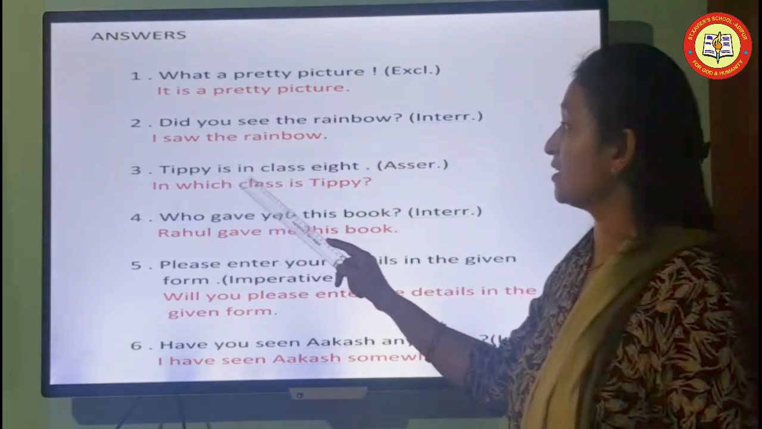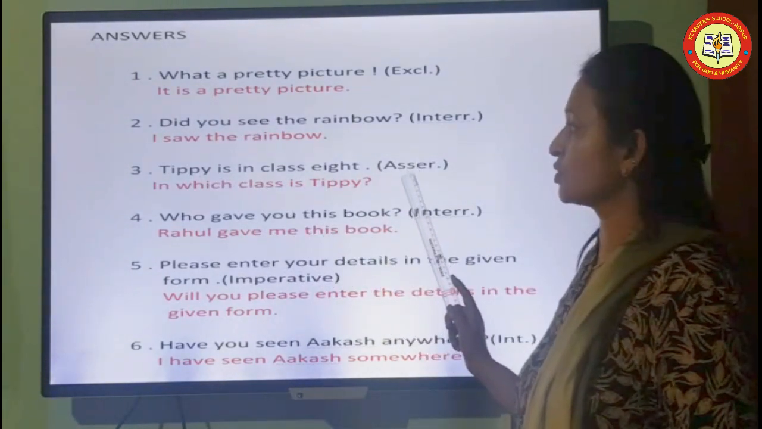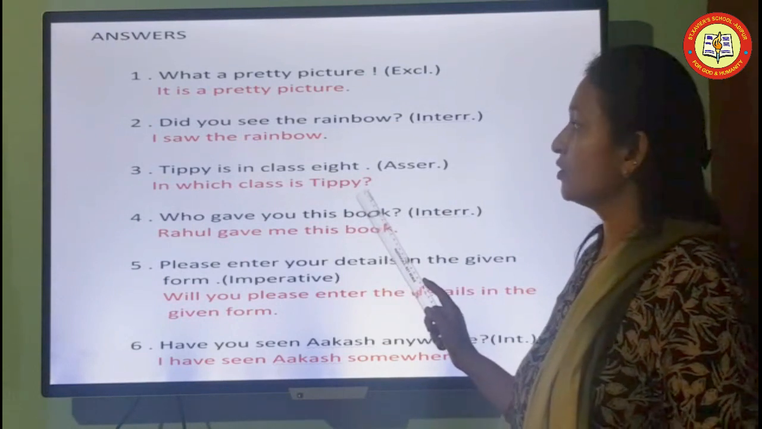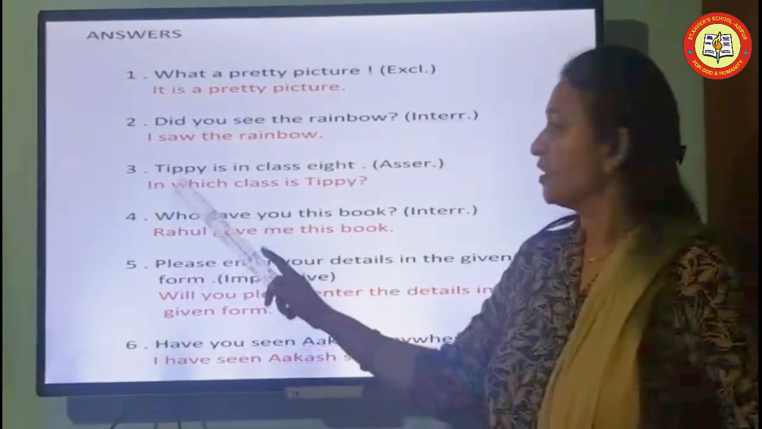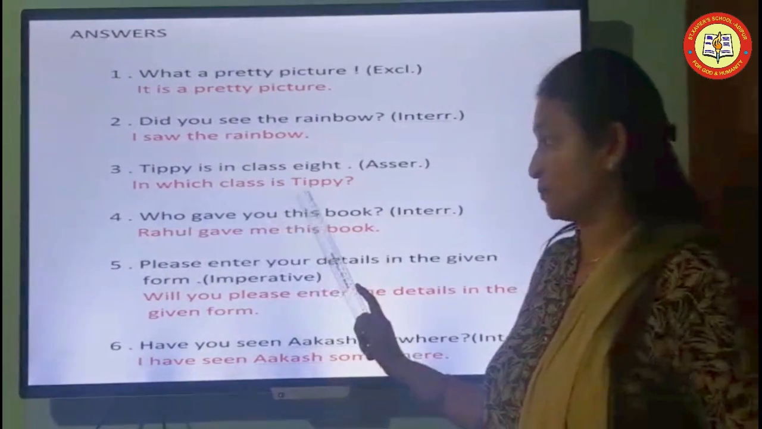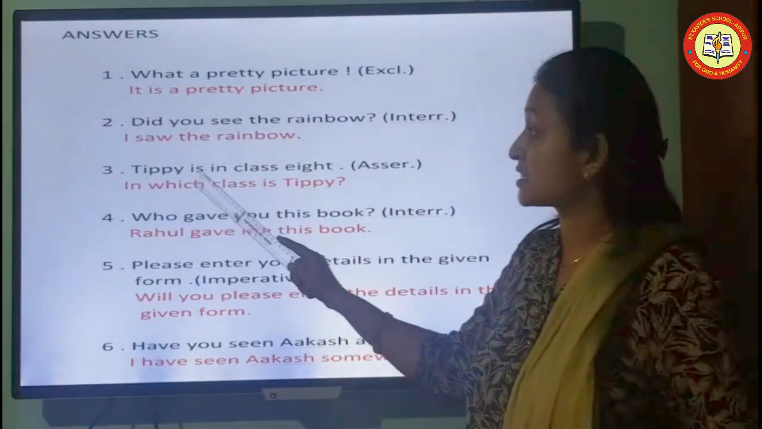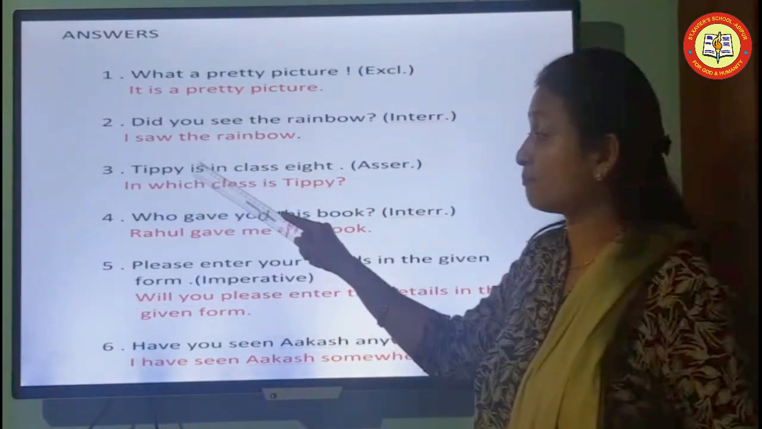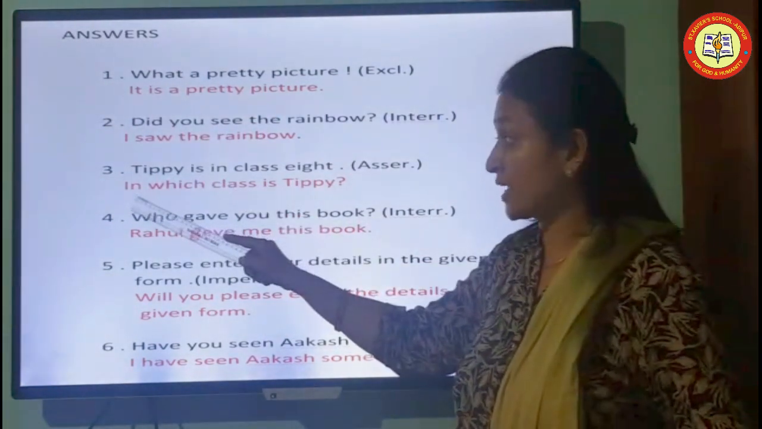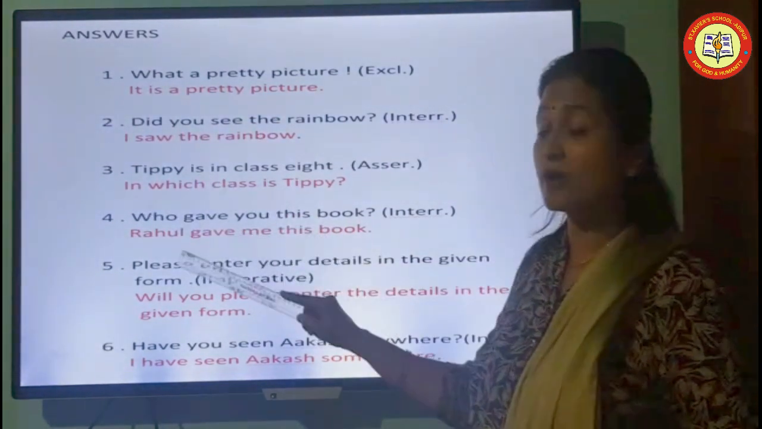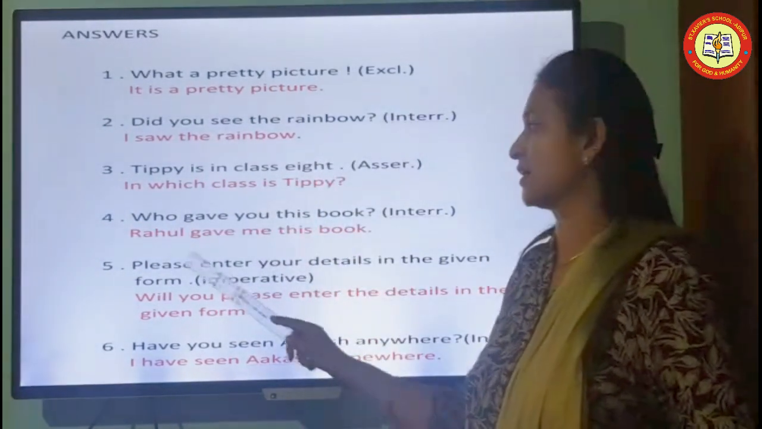Tippy is in class 8. Assertive. So you have to convert it into an interrogative one. In which class is Tippy? Even you can write the same one in this form: Is Tippy in class 8? We can pick this verb also in the beginning. You know that. So either you write, in which class is Tippy, or, is Tippy in class 8? Question mark. Both the answers are correct.